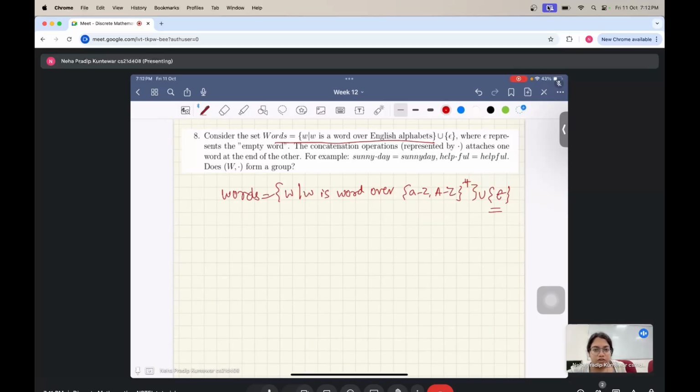And what is the operation that we have? The operation is simply the concatenation operation. So for example, if I say APP concatenated with LE, then that gives me the word apple, and so on. So the question that we are asking now is, does the set W over this operation of concatenation define a group? That is, does it satisfy the 4 properties that we have mentioned?